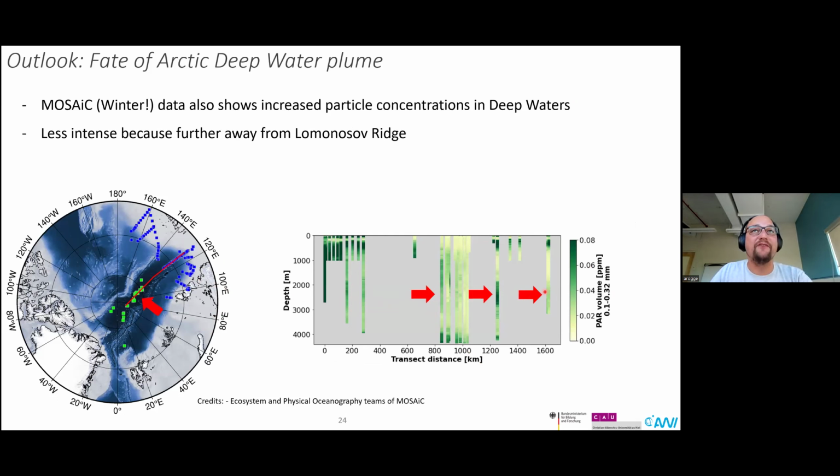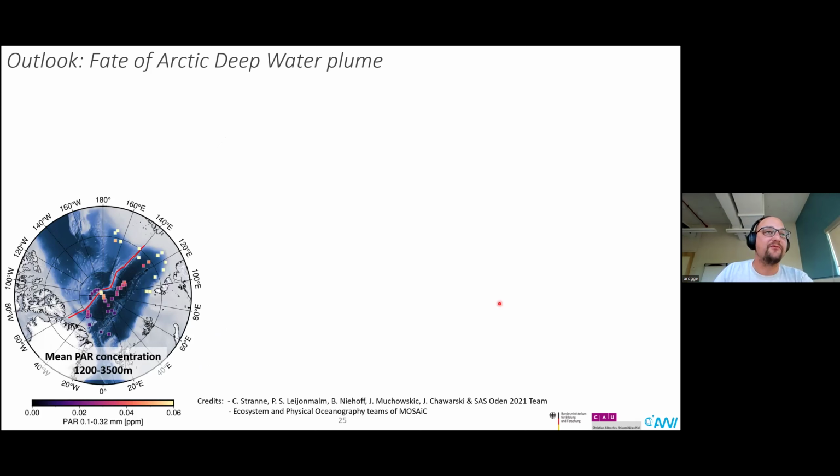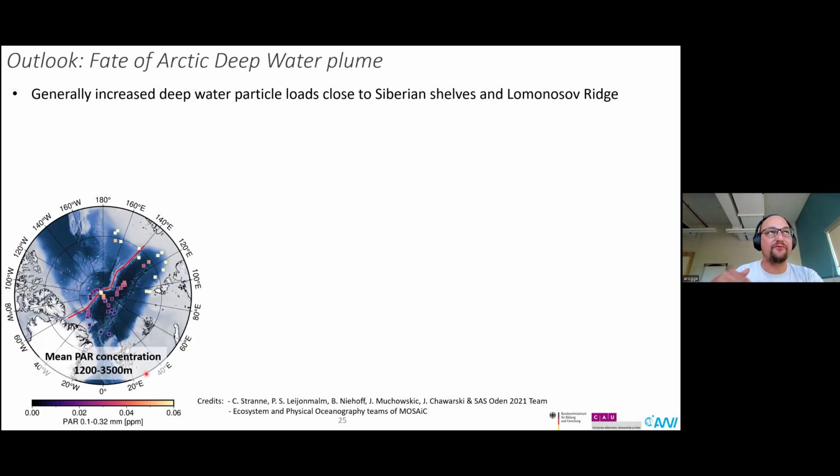Yeah, and it's further away from the Lomonosov Ridge than the Odin data. So this is also why the concentration is lower here. So if we put that all together here in our map, this is the mean particle concentration between 1,200 and 3,500 meters. And I already excluded the nebuloid layer, so without the lowermost 300 meters of each profile.